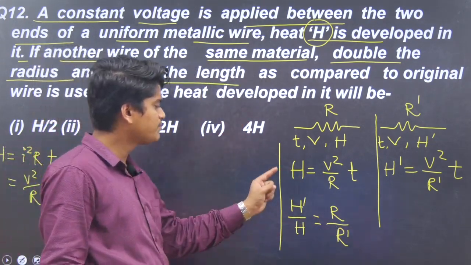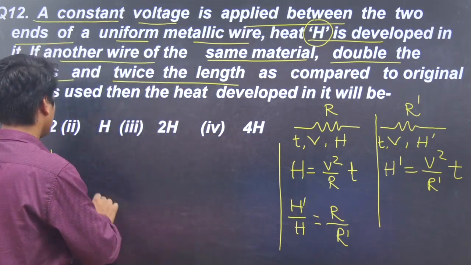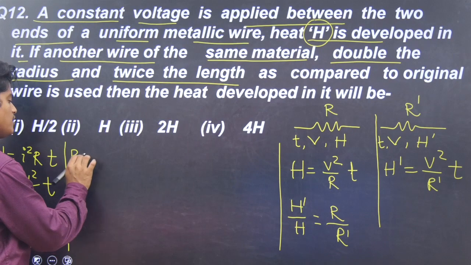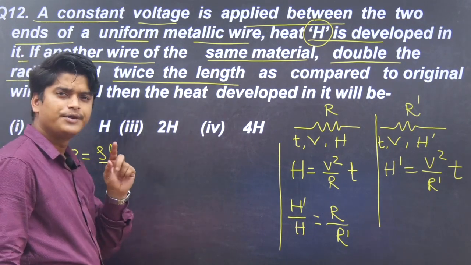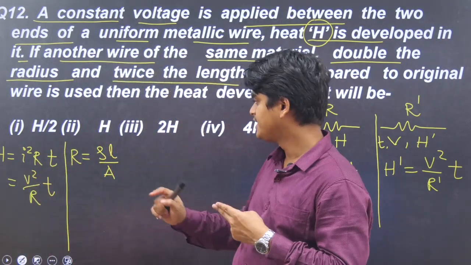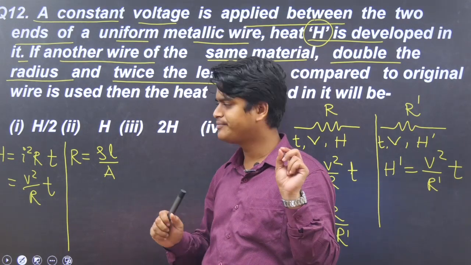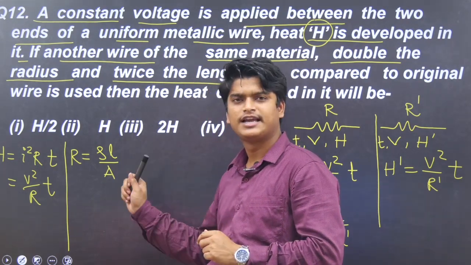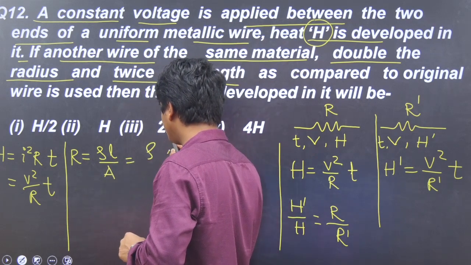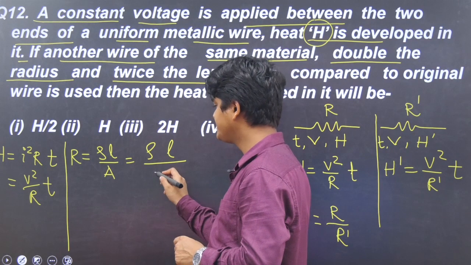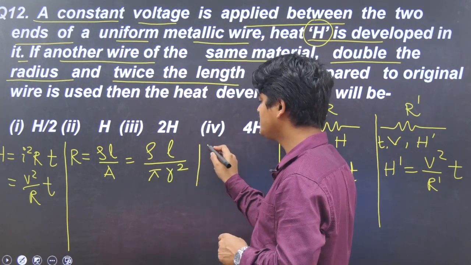Now I need to find R and R prime, and that depends on what? Just before, I wrote the resistance formula: R equals rho L by A. Remember, if two resistors are of the same material, then this rho will be the same. So rho tells about the material, L is length and A is area. Area I can write as pi R square, where R is the radius.